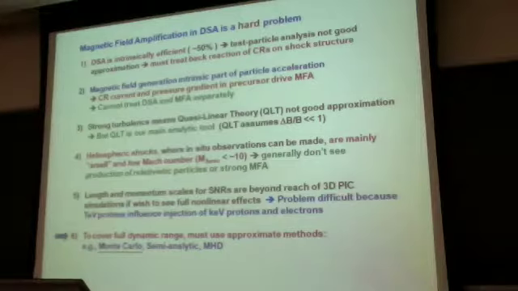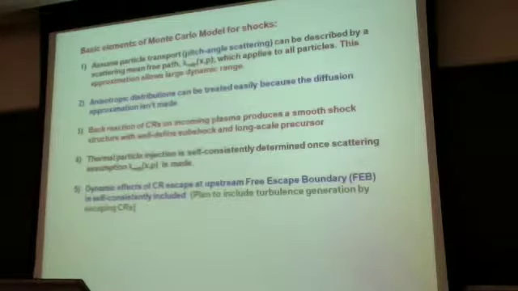And the approximate method I'm going to talk about is the Monte Carlo technique. The basic element is that we assume particle transport. Basically, we assume pitch angle scattering that can be described with a mean free path, a function of position and momentum. And this assumption, rather than calculating this from first principles as particle-in-cell simulations do, allows us to have a large dynamic range.